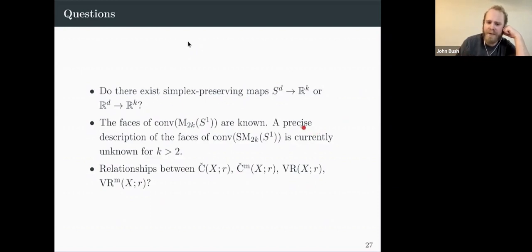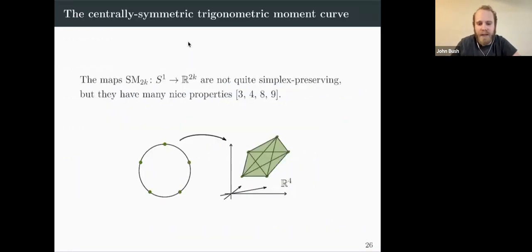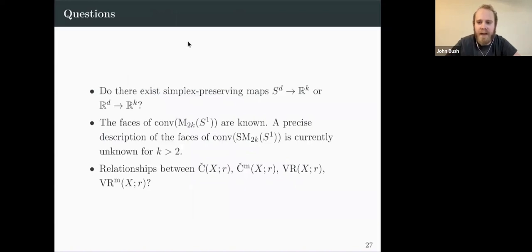But a precise description of the faces of the convex hull of the symmetric moment curve, this description is currently unknown if k is greater than 2. And there are some partial results, like I was indicating here. Certain things are known, but it's not known exactly what the faces are.